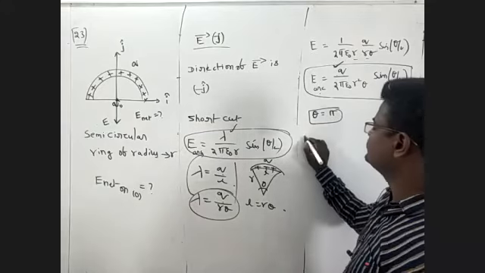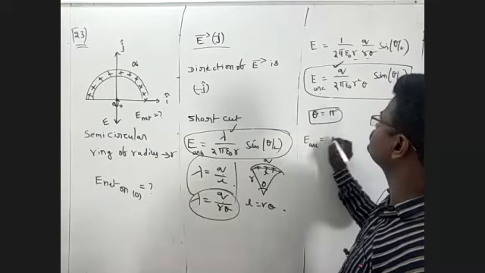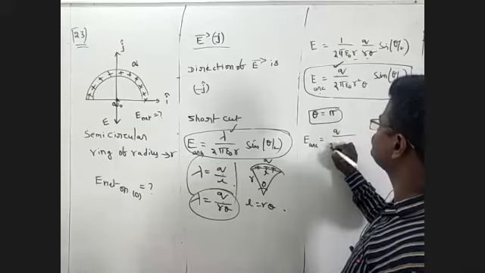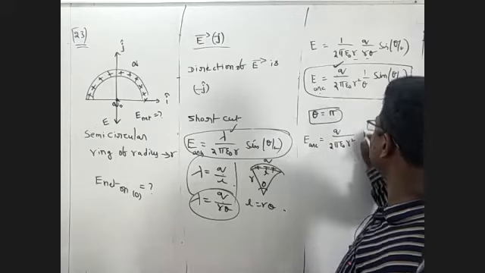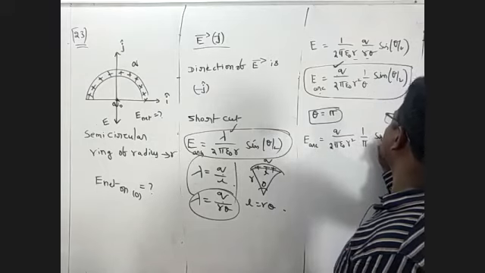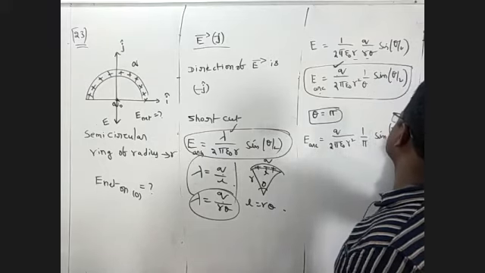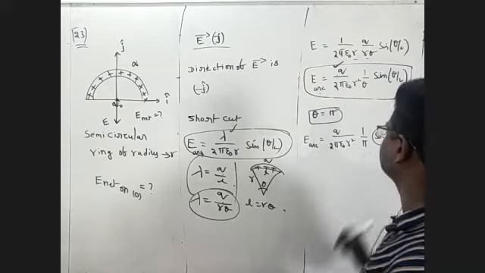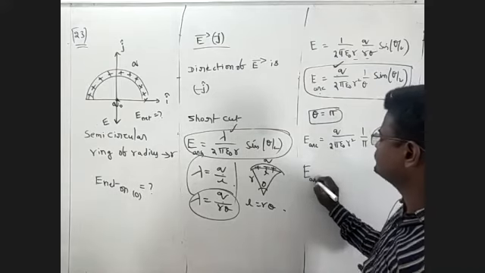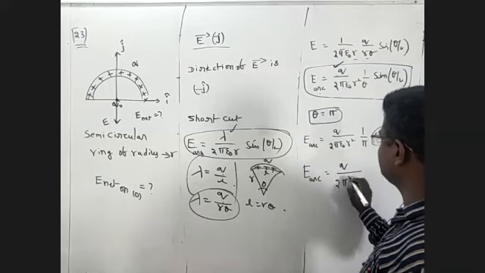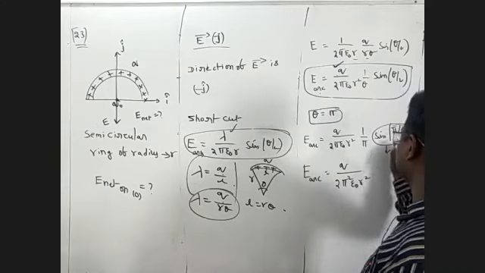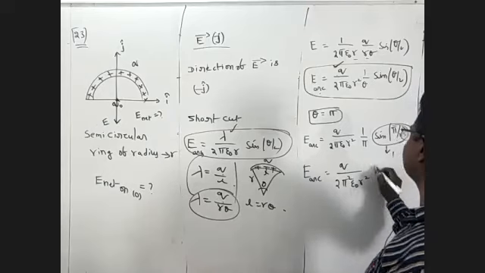Always, E arc is equal to q by 2 pi epsilon naught r square times 1 by theta times sin theta by 2. 1 by theta means 1 by pi. Sin theta by 2 means sin pi by 2, which is sin 90, and this value is 1. So E arc is equal to q by 2 pi square epsilon naught r square.